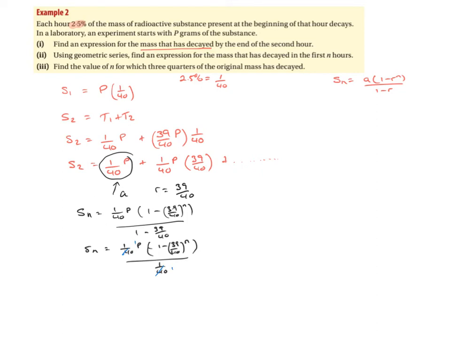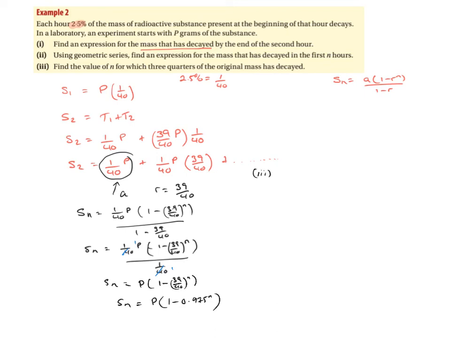And that means now that Sn is equal to P times 1 minus 39 over 40 to the power of n, and we're done. Now you could write that if you wanted to as a decimal, which is P times 1 minus 0.975 to the power of n. The two things are exactly the same. Okay, so we need to go to do part I now.